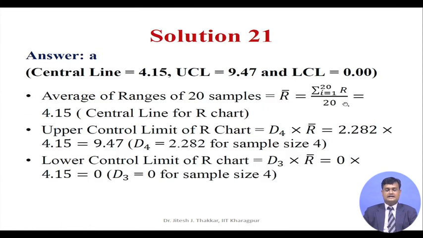The correct answer is A, and you must be interested in referring to the solution. So, the solution is like this: R bar is equal to sigma i equals 1 to 20, R divided by 20, which comes out to be 4.15. Upper control limit of R chart is equal to D4 into R bar, equal to 9.47. Lower control limit of R chart is equal to D3 into R bar, this is 0. So, D3 is 0 for sample size 4, and the correct answer is A.